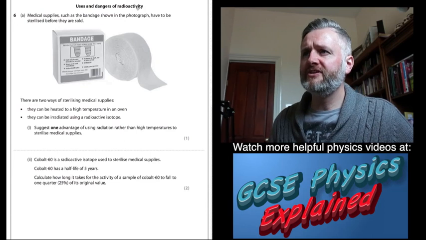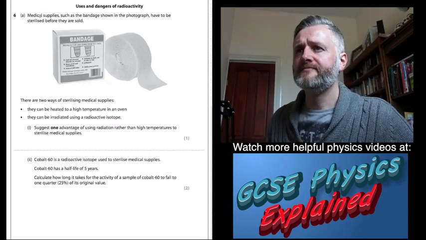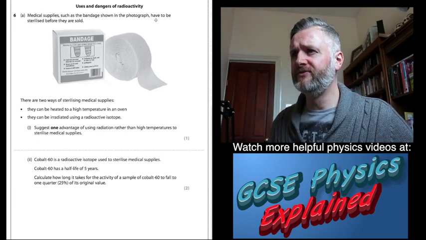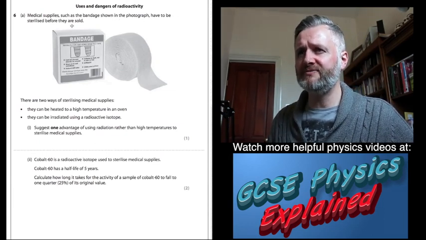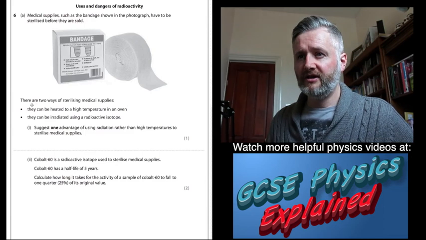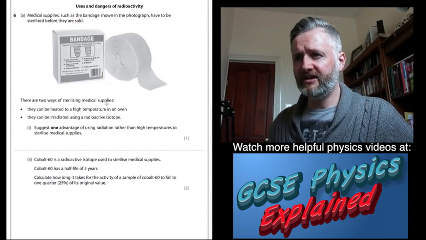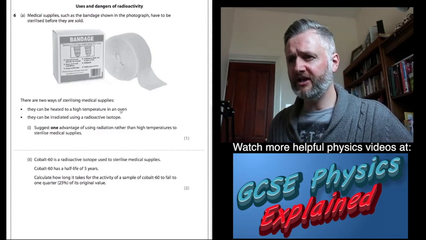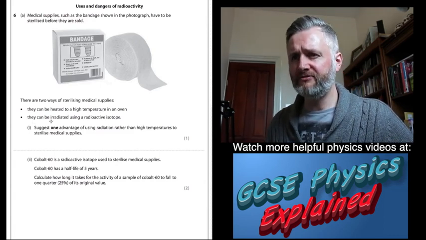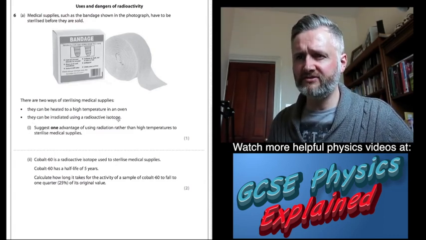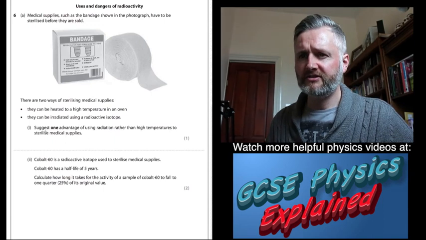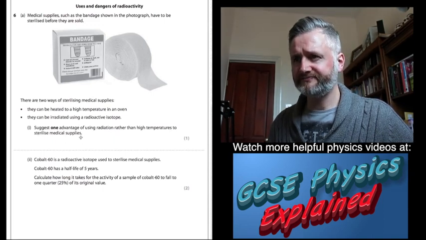Uses and dangers of radioactivity. Number 6. Medical supplies such as the bandage shown in the photograph have to be sterilised before they are sold. There are 2 ways of sterilising medical supplies. They can be heated to a high temperature in an oven, or they can be irradiated using a radioactive isotope. Suggest one advantage of using radiation rather than high temperatures to sterilise medical supplies.